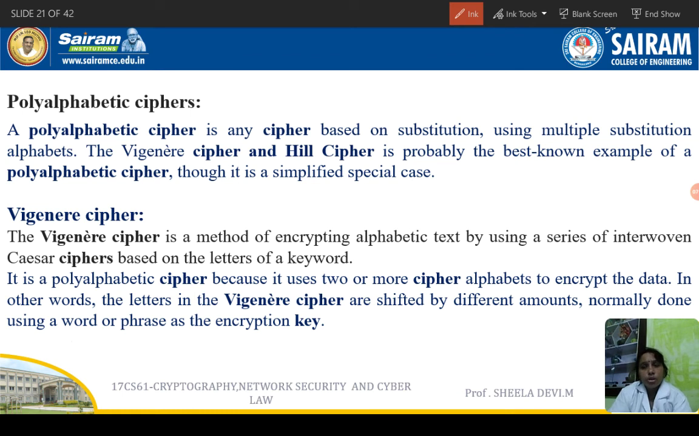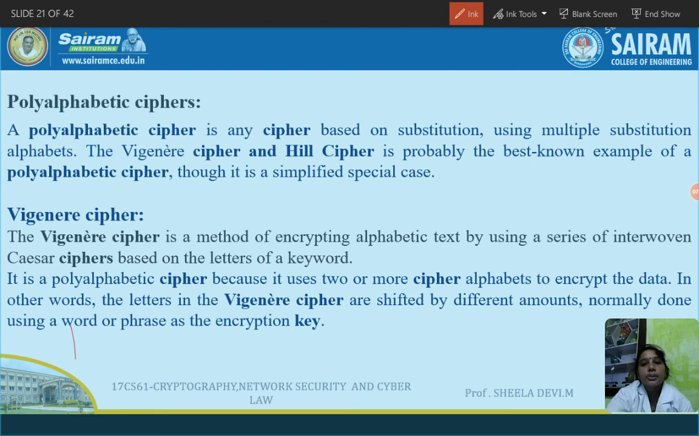First, we'll see what the Vigenere cipher is. The Vigenere cipher is a method of encrypting alphabetic text by using a series of interwoven Caesar ciphers based on the letters of a keyword. A polyalphabetic cipher uses two or more cipher alphabets to encrypt the data, shifted by different amounts, normally done using a word or phrase as the encryption key.